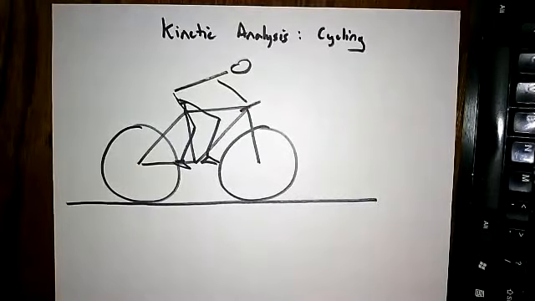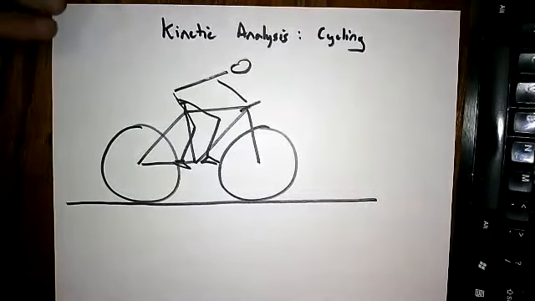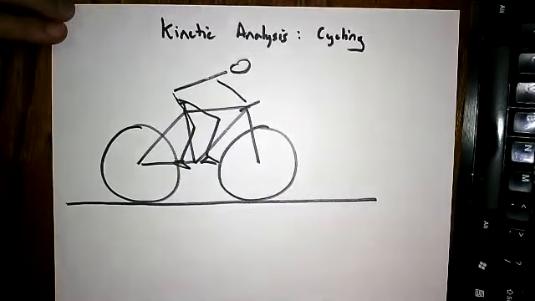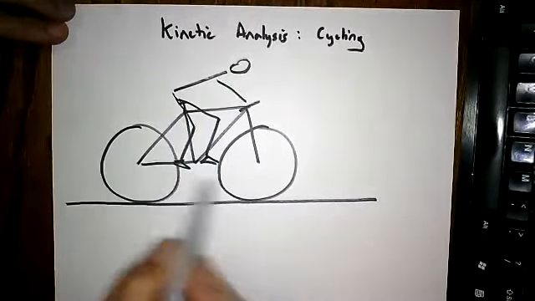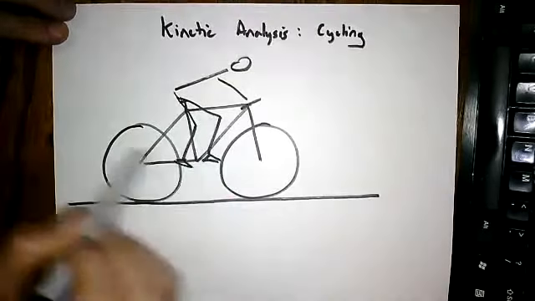All right, let's do a kinetic analysis of cycling. To do a kinetic analysis of cycling, we identify all the forces acting on the object, and then we understand that object's acceleration. So here's a terrible stick figure of a bike, but two wheels, the frame, and a person pedaling.